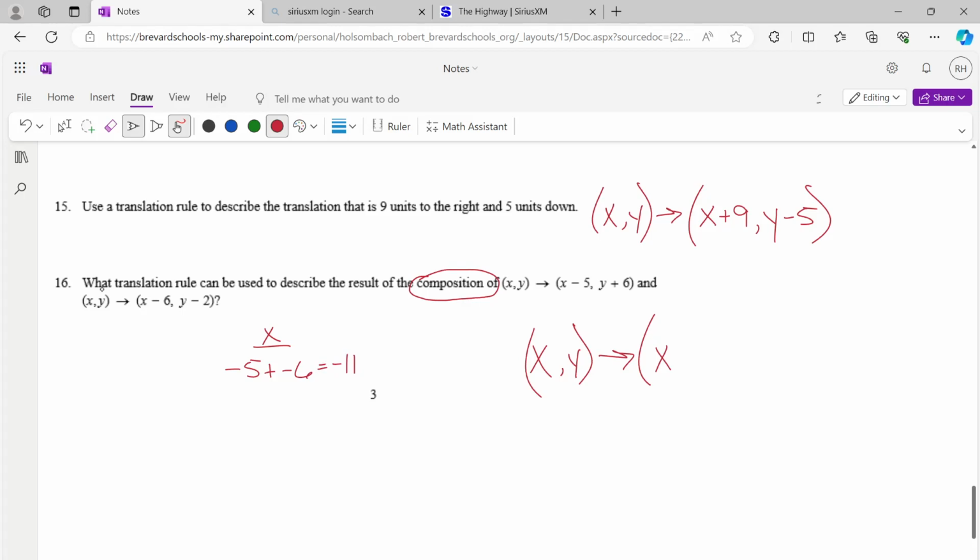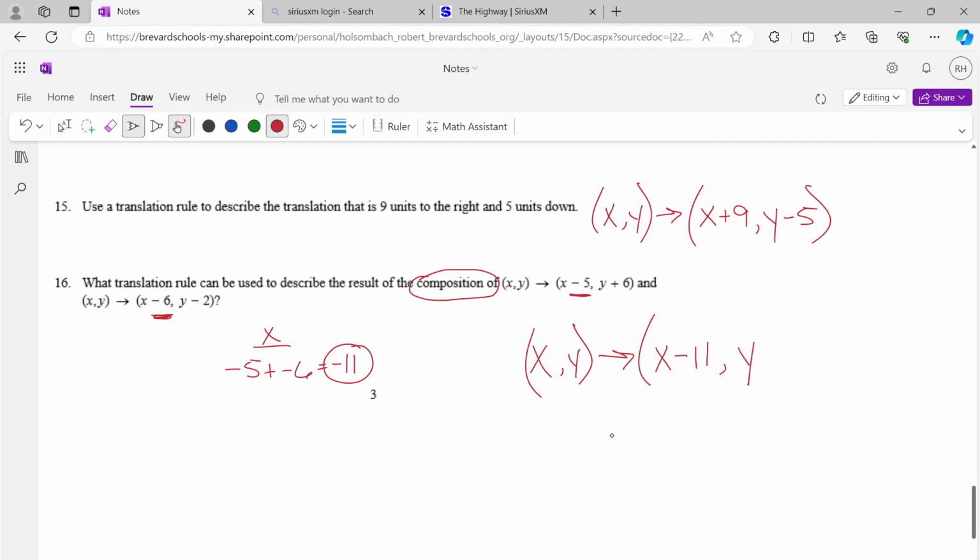So our total move, if in the first translation we went left 5, and in the second translation we went left 6, we went a total of left 7, and left 7 is x minus 11. Did I say 7 or 11? Left 5 and then left 6 is left 11. So we're subtracting 11 from the x.